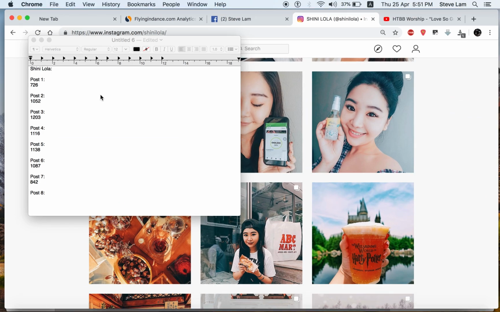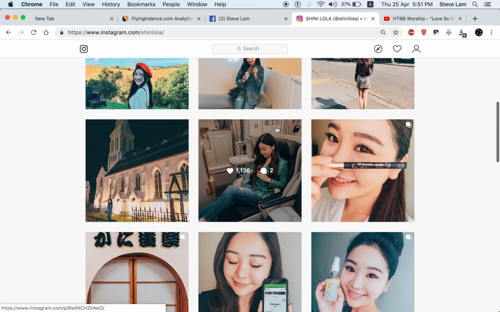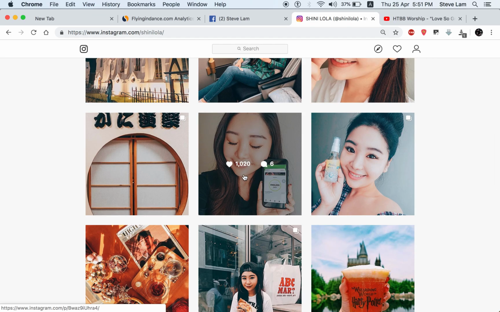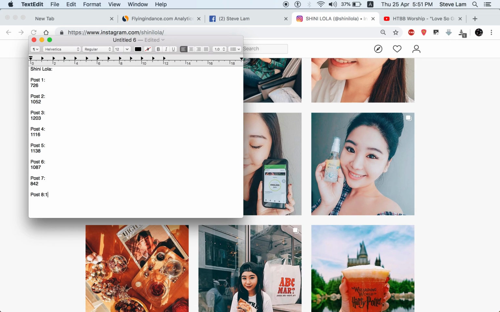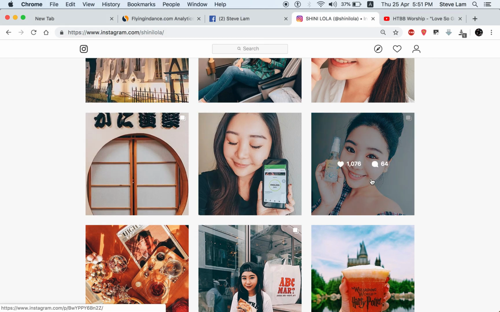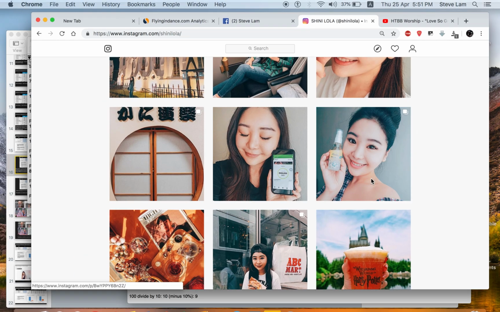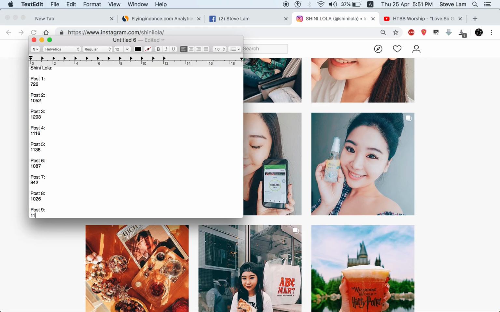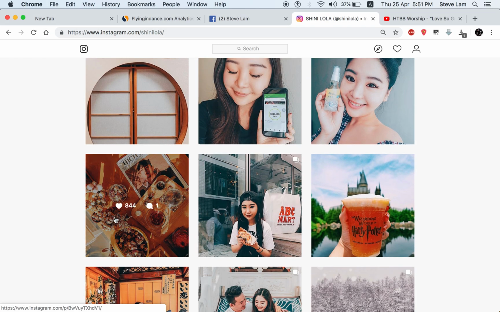Anyway, where were we? This is post 7, post 8. Where are we? 1, 2, 3, 4, 5, 6, 7, 8. This is 1026. Post 9, 1076. Oh, I cannot calculate this. Don't judge me, guys. It's been a long day. 1140. And finally, we have post 10, which is this one, 845.